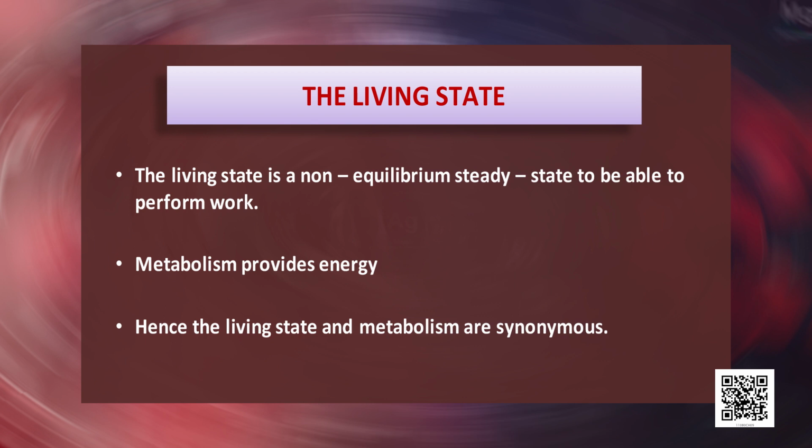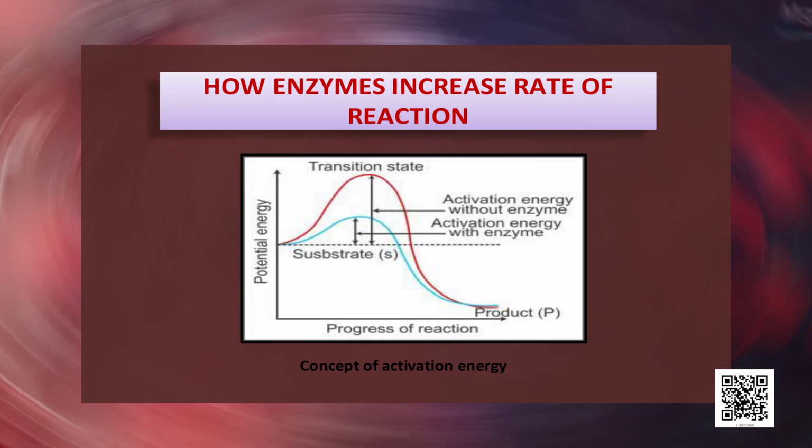Hence, the living state and metabolism are synonymous. Without metabolism, there cannot be a living state. Let us now discuss how enzymes increase the rate of a chemical reaction. A graph is shown on the screen. On the x-axis, progress of reaction is shown and the y-axis represents the potential energy.